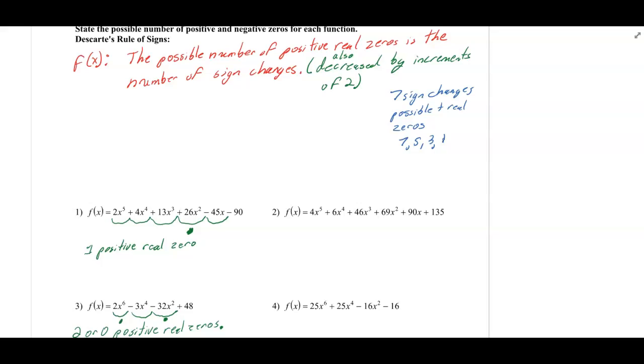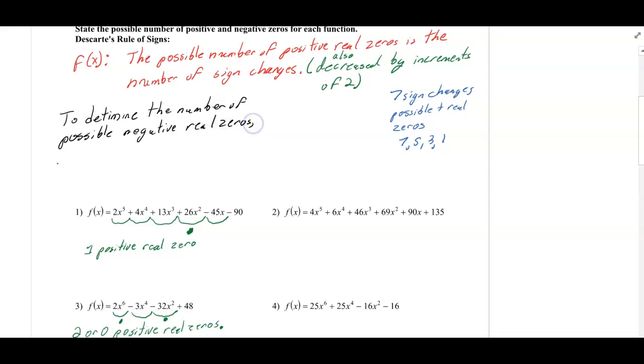All right, and then the second part of Descartes' rule of signs talks about possible negative real zeros. To determine the number of possible negative real zeros, you need to calculate f of negative x and look at the sign changes.